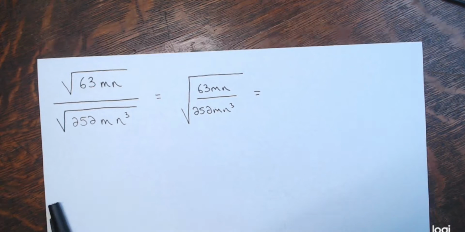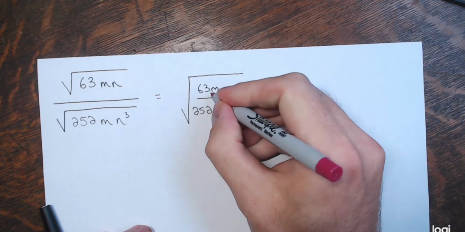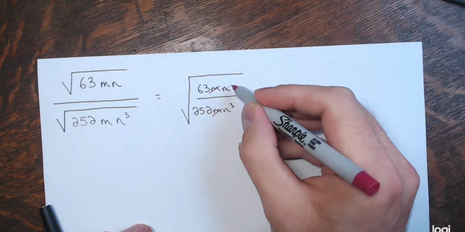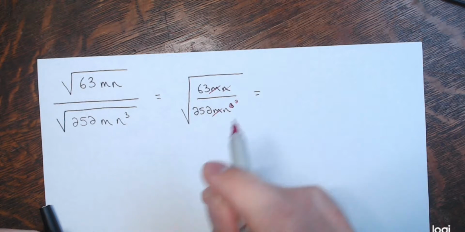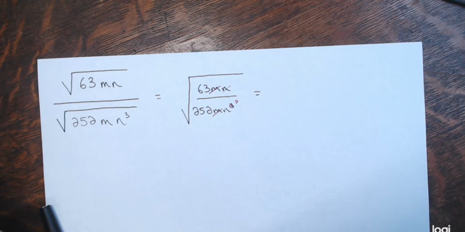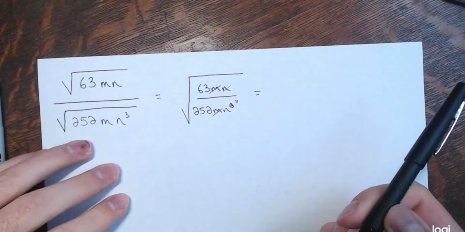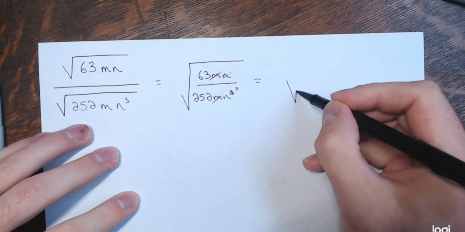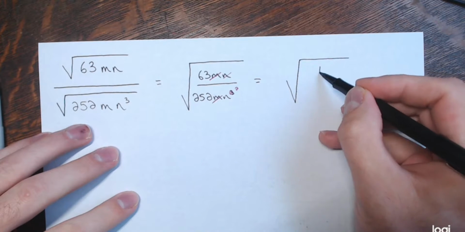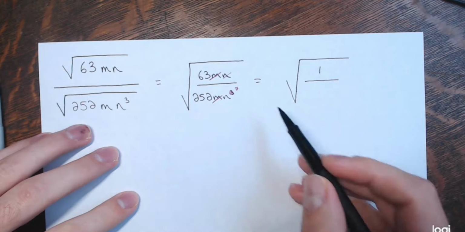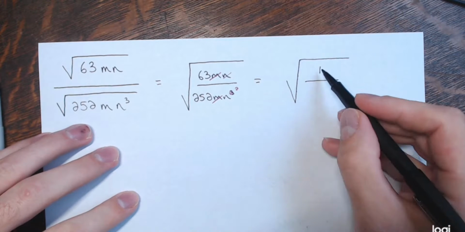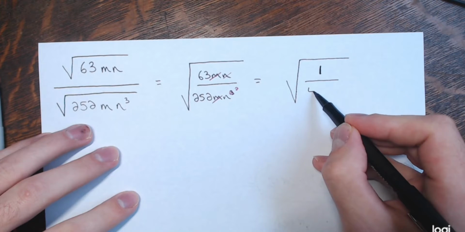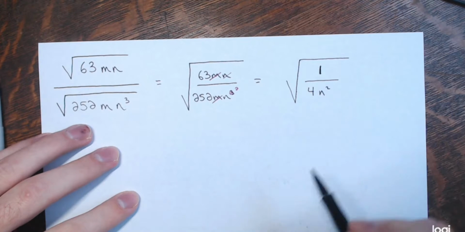Now you can see the factors of m cancel. One of the n's cancels, leaving me with n squared in the denominator. And 63 actually goes into 252 4 times. So this is the square root of 1. There'll still be a 1 in the numerator, even though everything cancels. There's still a factor of 1. 1 over, and then 4n squared. That's all that's left in the denominator.